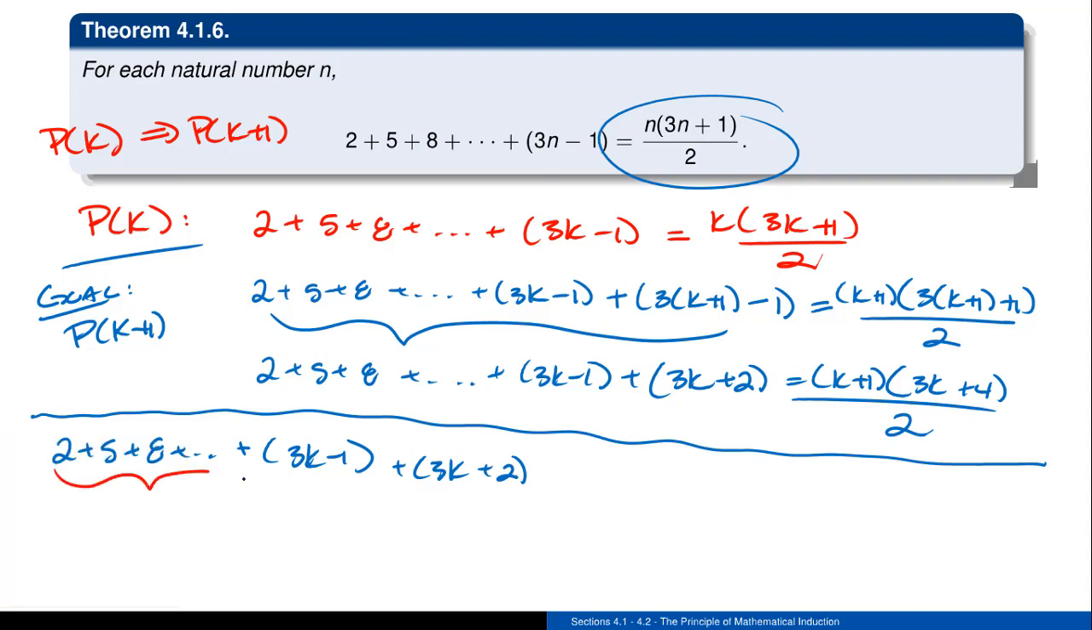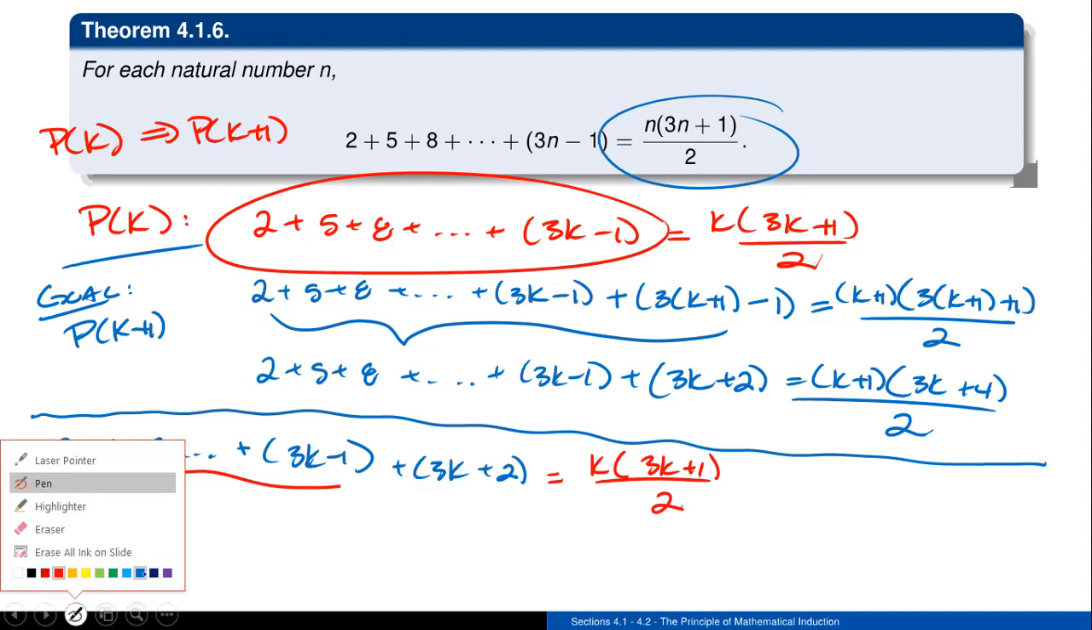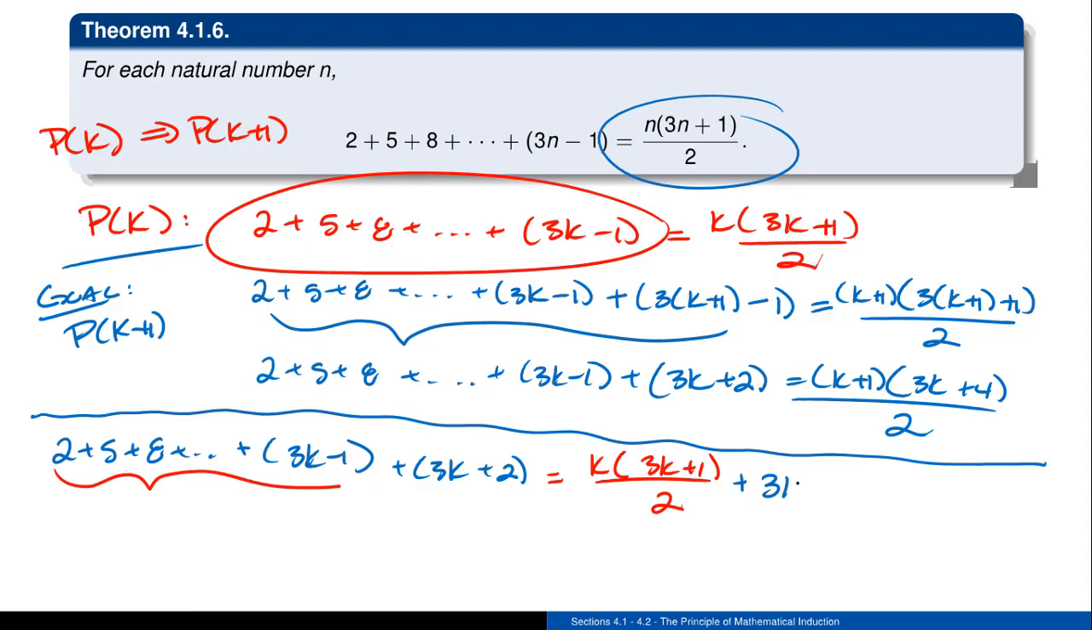So these first k terms are exactly the left-hand side of what I know. That is my inductive hypothesis coming into play, is that I can re-represent those first k terms with something that looks a little bit nicer. It's just a k, a 3k plus 1, all of that over a 2. And then I still have that next term, and that next term is this 3k plus 2. So my goal now is to take this collection of two things added together and hope to see that that is going to emerge.